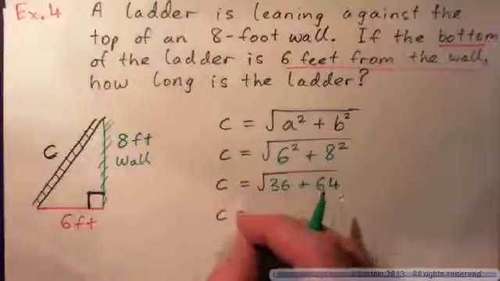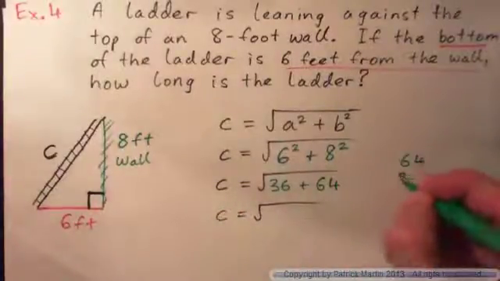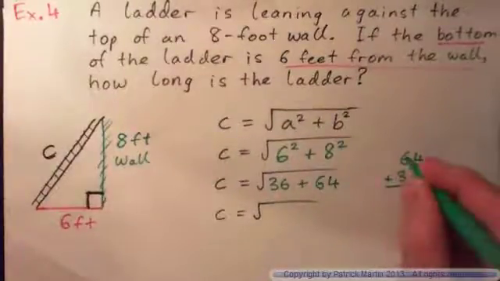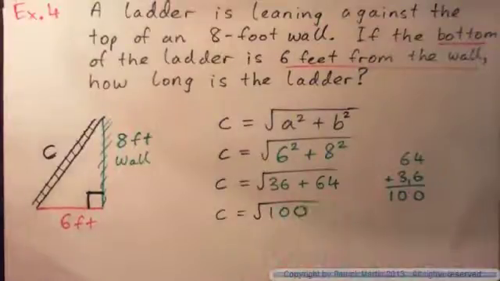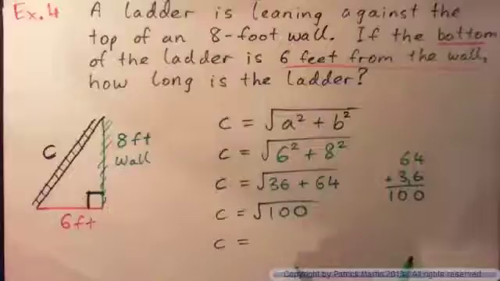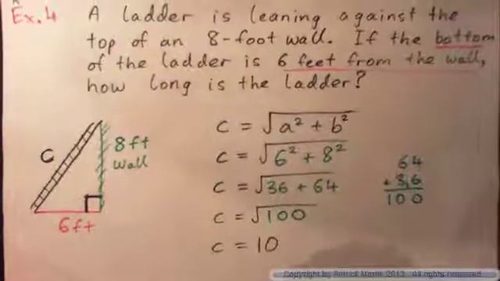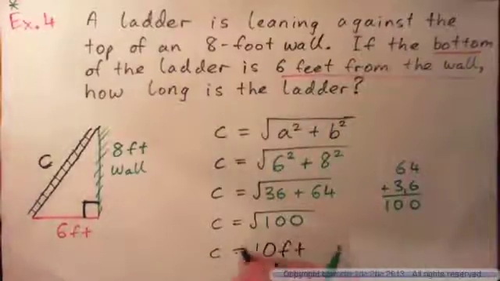And I hope you guys can add those together. 4 and 6 is 10. Carry the 1. And that's 100, right? And the square root of 100 is, what times itself gives 100? 10. And that's the answer. The length of the ladder is how long? 10 watts, 10 inches, 10 yards, 10 feet.